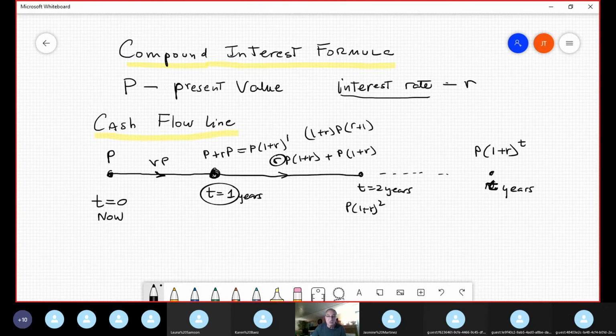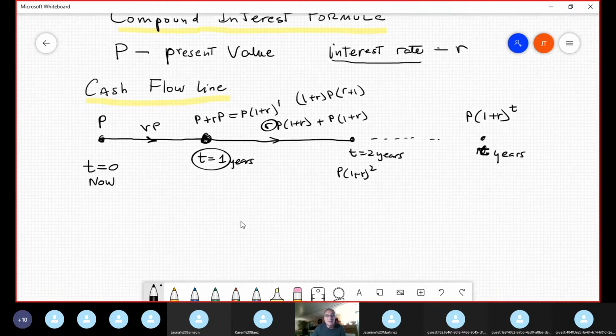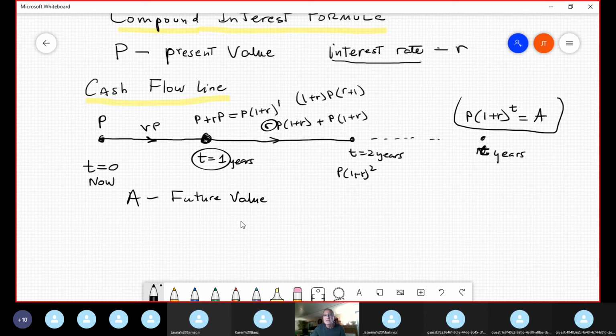Let me define another important variable. Capital A is a future value. Future value is the money that you have at a specific time. This is my future value in t years. Now the formula is: future value is equal to present value times (1 + R) raised to the t power. t represents years.